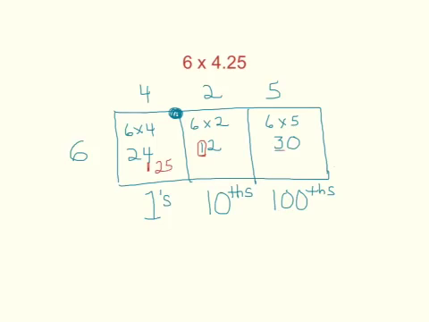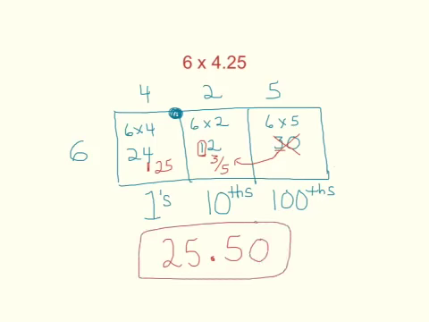I have 3 groups of 10 here that move over to the tenths place. So that gives us 5 tenths. Now I don't have any more hundredths, so my final answer is 25 and 5 tenths. Or you can say 50 hundredths, but it's not necessary. And that's our final answer.